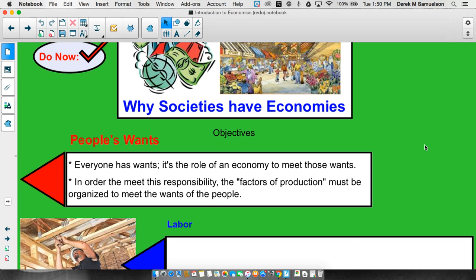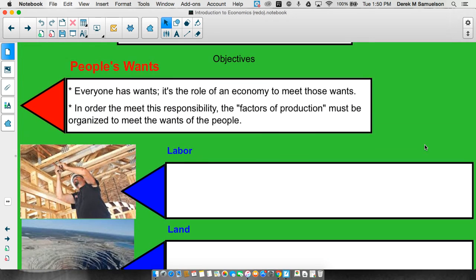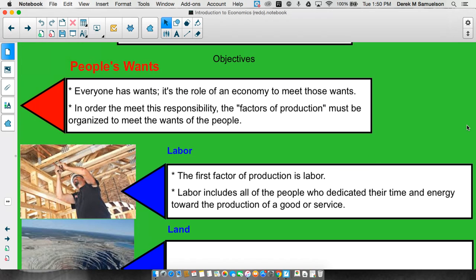Now, in order to meet this responsibility, we have to understand the factors of production, because the factors of production have to be organized to meet the wants of these people. What are the factors of production? Well, they are labor, land, and capital. Let's look at labor. The first factor of production is labor.